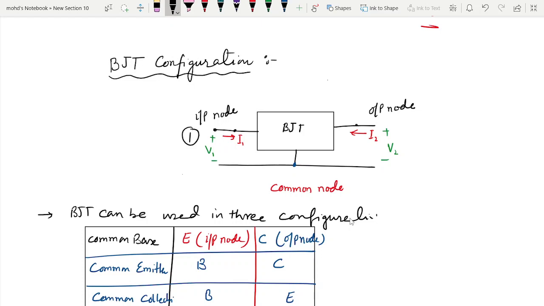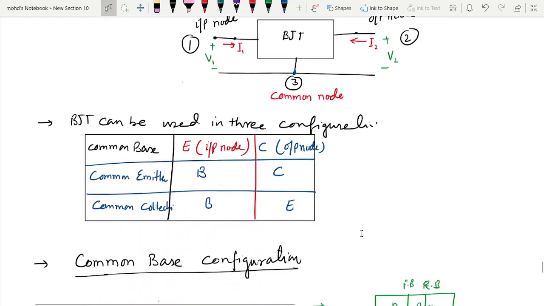Let's say this is the first node, this is the second node, and this is the third node. The third node, or third terminal, is common to the input and output nodes. That's why it is called a common node. Now, a BJT can be used in three configurations. The first one is the common base configuration. In common base configuration, the emitter is used as the input node and the collector is taken as the output node.